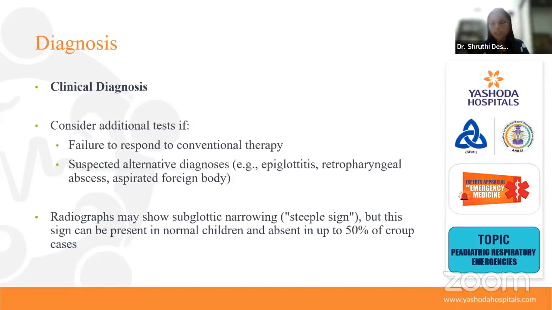So basically, croup is a clinical diagnosis where the role of X-ray or any blood investigations is limited. So there's no role of any radiological or blood investigations in croup. It is mainly a clinical diagnosis. Additional tests may be required only if you're suspecting an alternative diagnosis like epiglottitis, any abscess, or the child fails to respond to the conventional therapy.